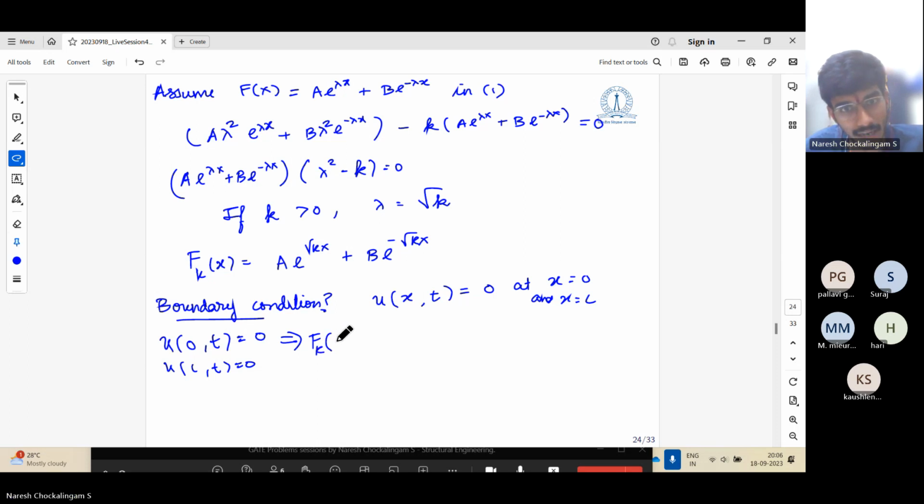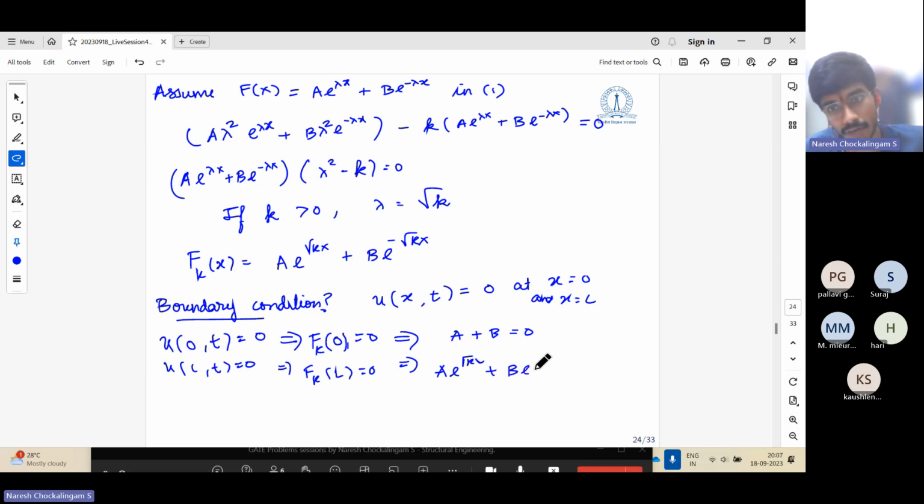f_k of 0 is equal to 0 and f_k of L is equal to 0. So what does this give? This gives that a plus b is equal to 0, and the other equation gives that a e power root k L plus b e power minus root k L is equal to 0. So this is a 2x2 system. If you solve, what do you have? Here you have 1, 1, e power root k L, e power minus root k L, and this system.